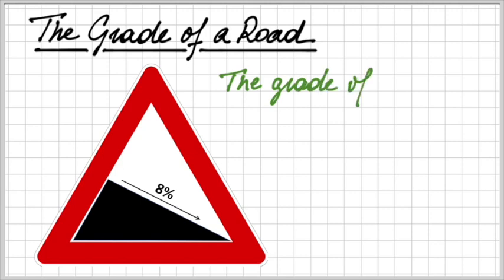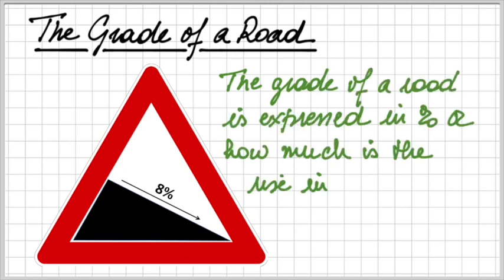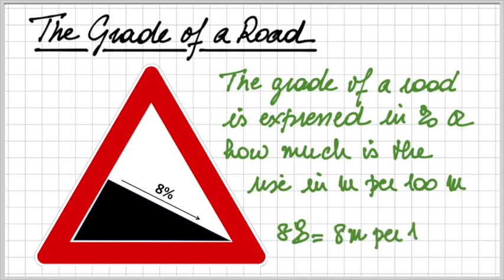When we look at the grade of a road, it's basically expressed in percentages. And this means how many meters we rise or go down per 100 meters. For example, 8% means in this case that the road goes down or descends with 8 meters every 100 meters.